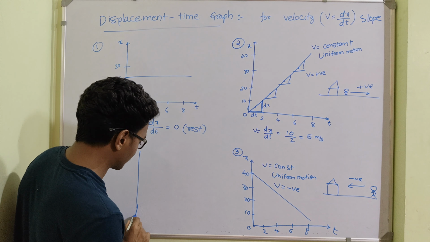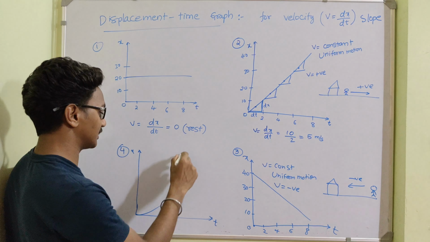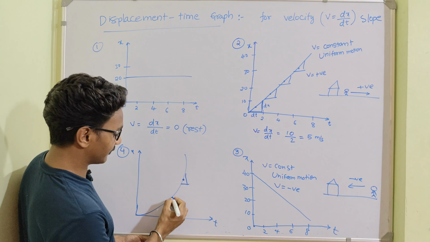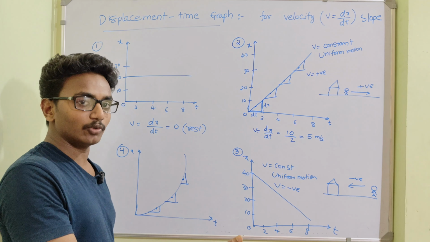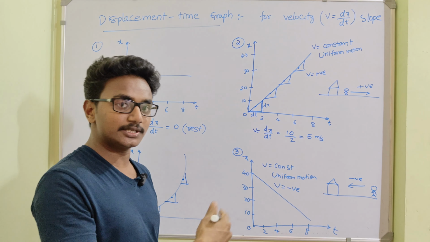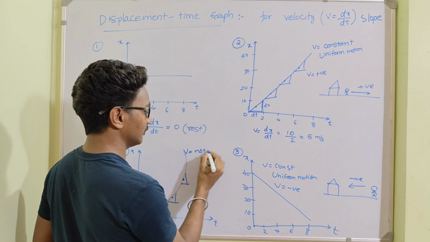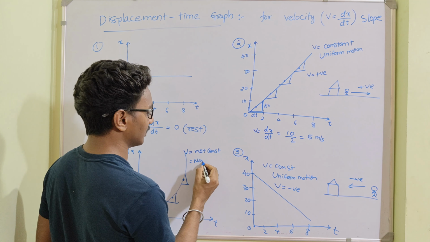What if it is not a straight line? What if it's a curved line? For a curved line, the slope at different points is different. Slope here is different, here is different. Slope means velocity, so velocity is different at different points. That means this velocity is not constant, not the same everywhere. It is a non-uniform velocity.